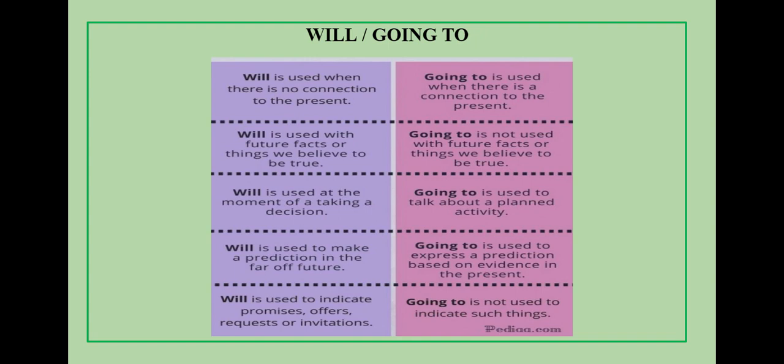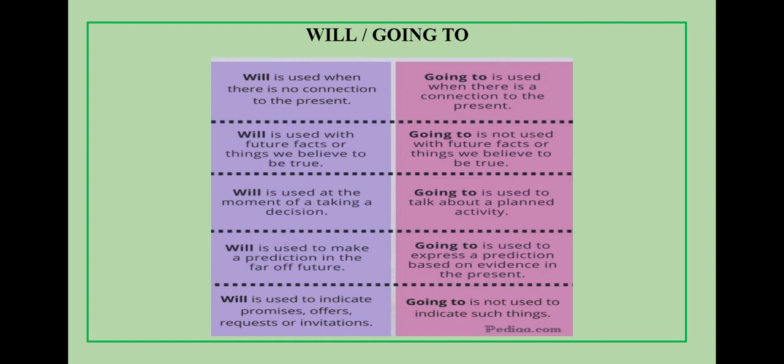Will is also used to make predictions about the future. Like, do you think India will win the match? Or I think it will be a sunny day tomorrow. So here are some predictions about the future. So we are using will in such sentences.